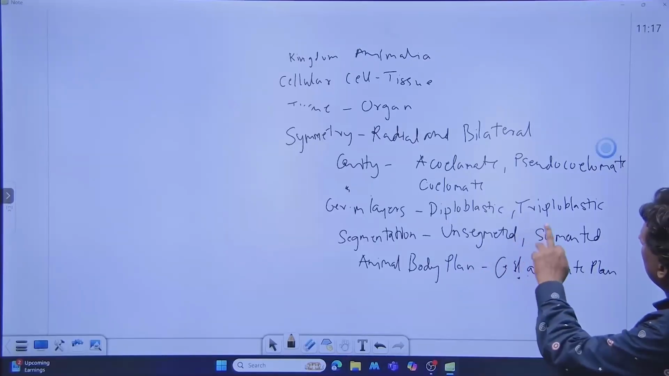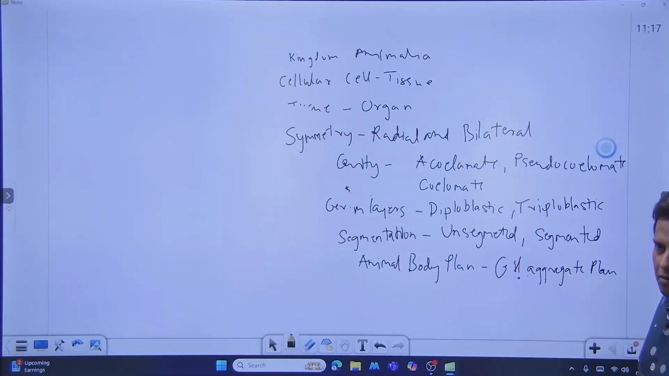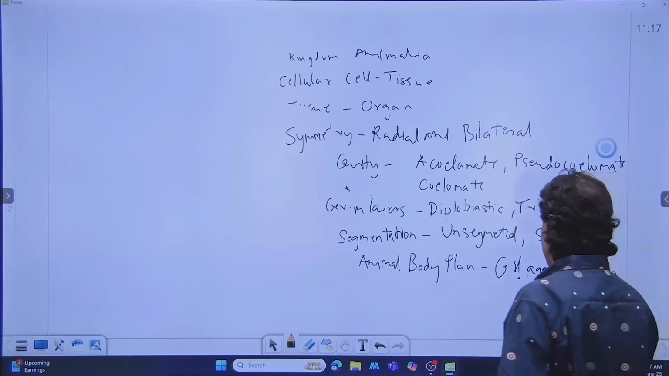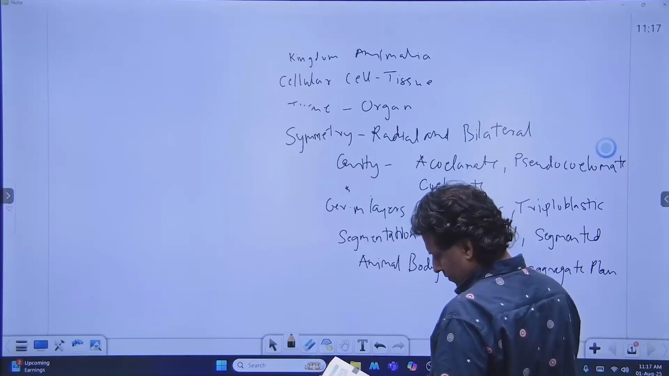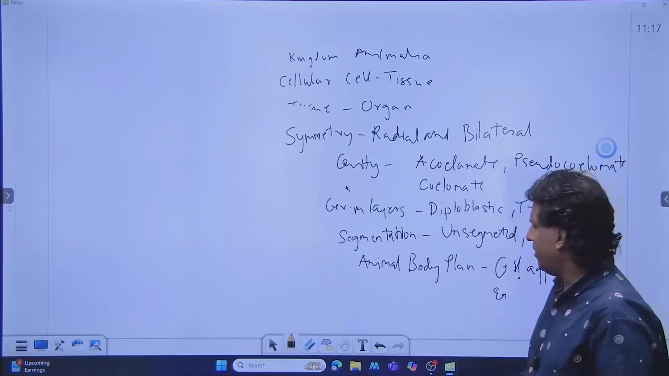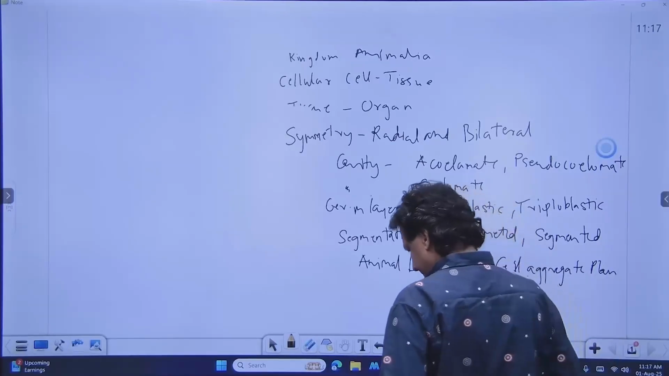You are able to read this, no? Everybody is able to read this. Cell aggregate plan. It is found in Porifera. Example, Porifera. They do not form tissues or organs. Okay?